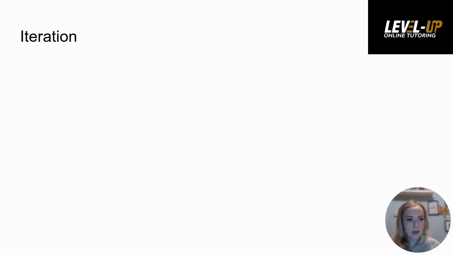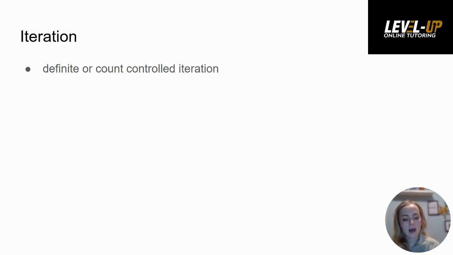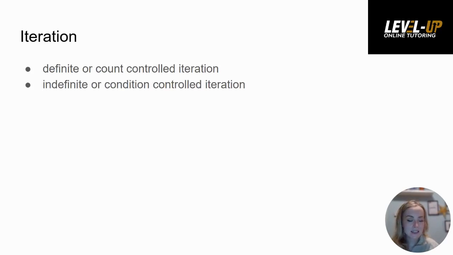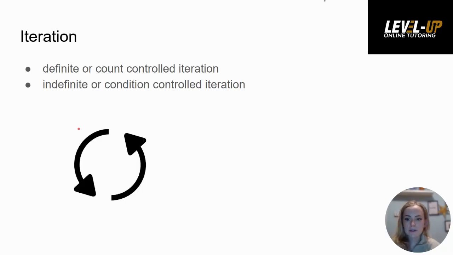Okay, now we're going to look at iteration. We have two different types. We have definite and indefinite, or sometimes referred to as count controlled and condition controlled. So definite iteration will always repeat a set amount of times. So if I said put your hands above your head 5 times, you would know when the stop value is. Well, it's after you have completed that 5 times.